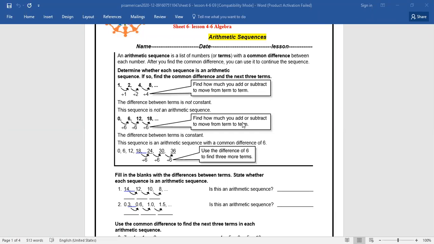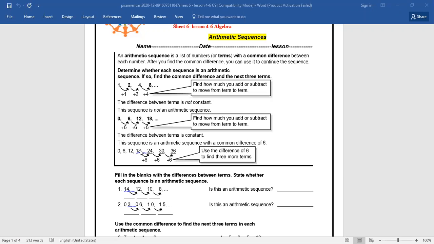To talk about an arithmetic sequence in a list of terms, we have to find the common difference. In an arithmetic sequence, every time we are going to add the same number or subtract the same number. For the third example, 0, 6, 12, 18, is it arithmetic? Yes, it's arithmetic, because we found a common difference.